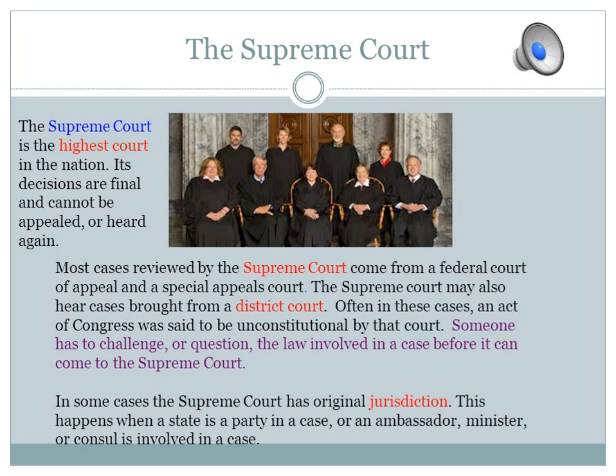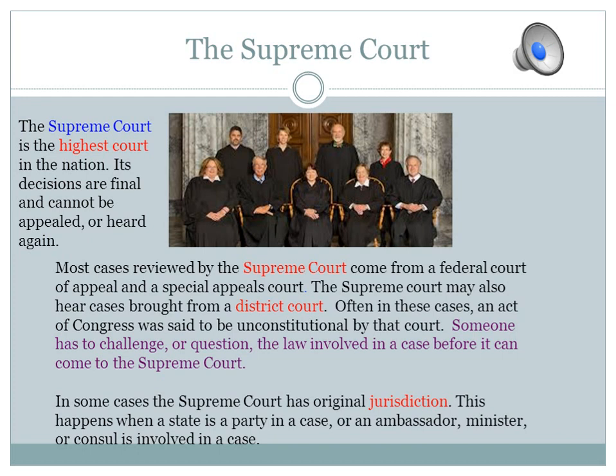So what is the Supreme Court? Who's in the Supreme Court? Well, again, it's the highest court in the nation, and its decisions are final. They cannot be appealed or heard again. So that's a lot of power. Right now, there are 9 members of the Supreme Court.